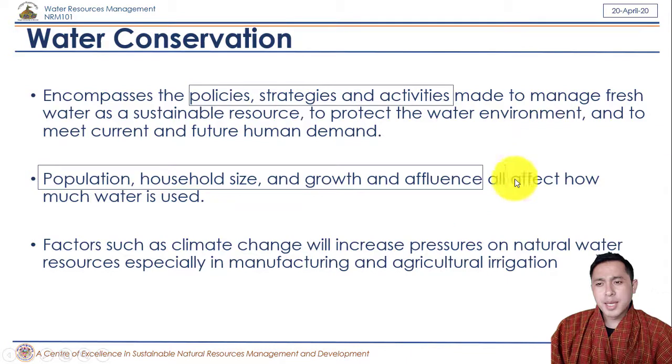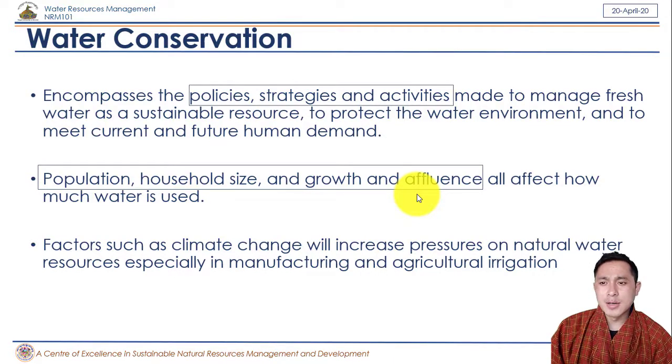Affluence meaning how wealthy, how high the living standards of the population is, and water usage again depends on the affluence of the population. The higher the living standard of the population, the higher the water demand actually.